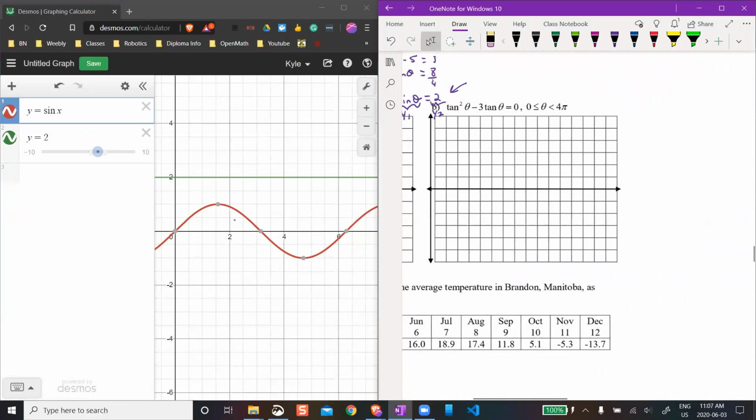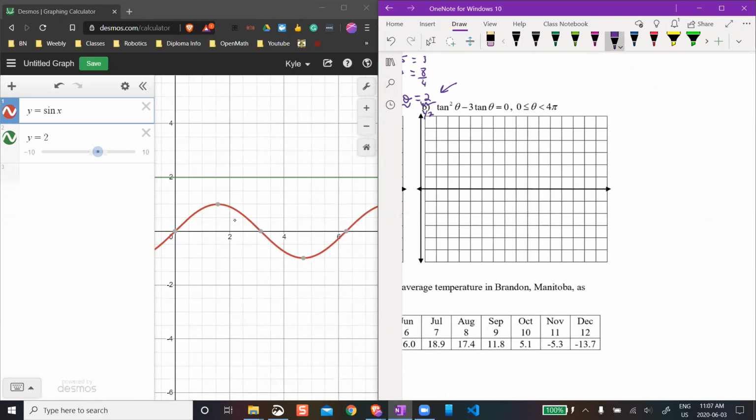All right, so let's do this one now. So we've got tan squared theta minus 3 tan theta is equal to 0. Okay, so I don't actually have to rearrange this at all.